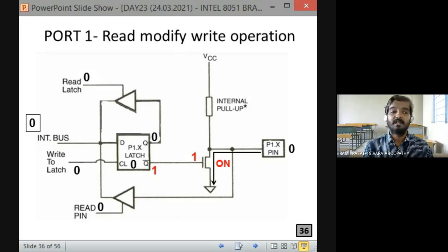That's all. See, we have created animation for your understanding. I hope everyone understood. That's why we are spending more time preparing this. So that's all about port 1 operation. Now we will go to the other port. Probably we can complete port 0 today. Port 1 is finished, and port 0 we may complete today itself. Shall we get into port 0?